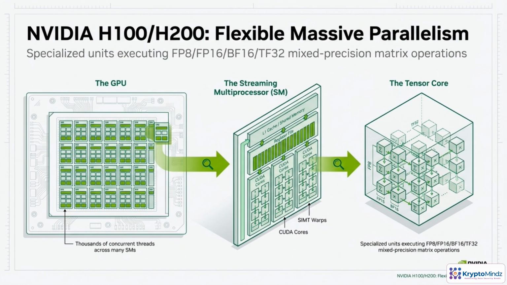H100 and H200 GPUs are really a hierarchy of parallelism. At the top level, many streaming multiprocessors, or SMs, let the chip run thousands of threads at once. Each SM packs lots of CUDA cores that execute SIMT instructions on vectors of data, plus on-chip memory for fast reuse. Inside those SMs sit tensor cores, which are specialized matrix engines. They accelerate FP8, FP16, BF16, and TF32 operations, delivering huge throughput for deep learning with mixed precision.